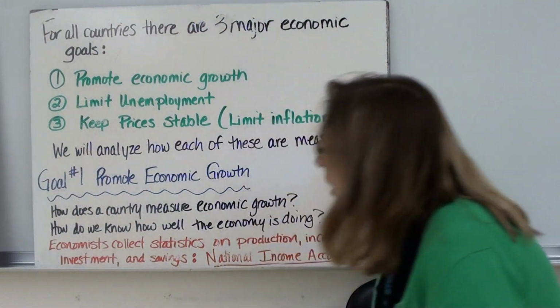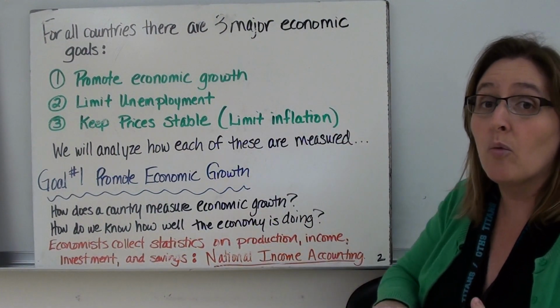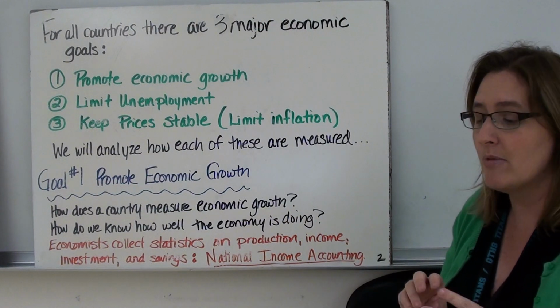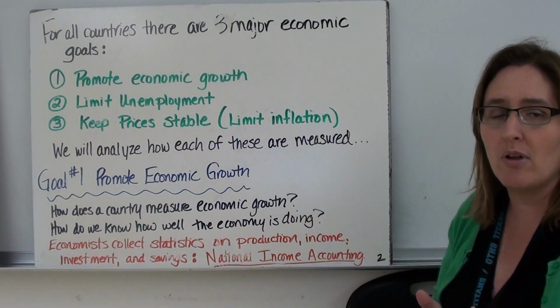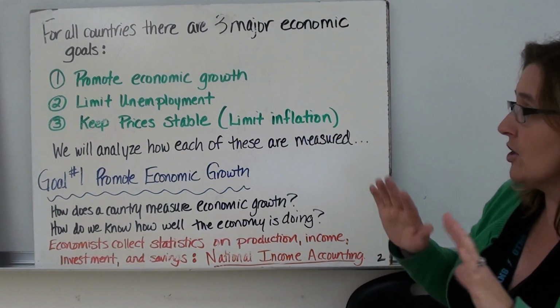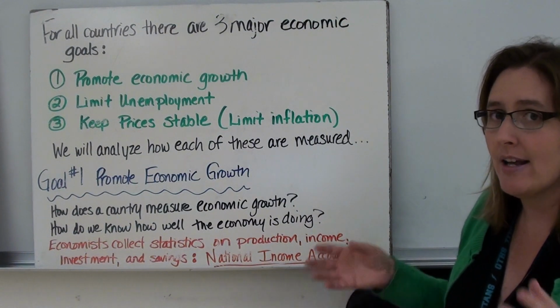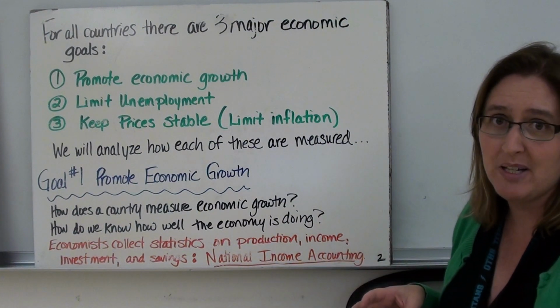So, for all economies, there are three major economic goals. Number one, we want to promote growth. Number two, we want to limit unemployment. And number three, we want to limit inflation. This unit, we're going to analyze how all three of those things are measured. In this video, we're just going to look at GDP.